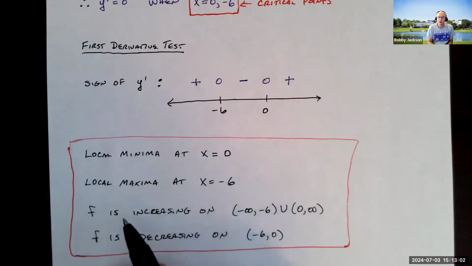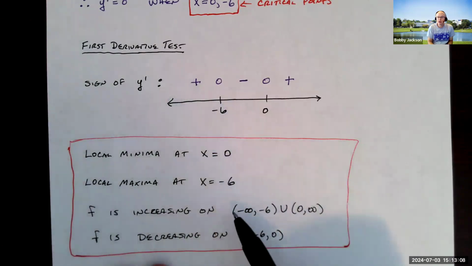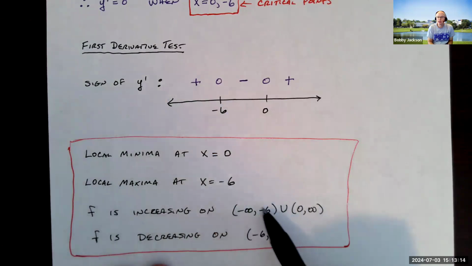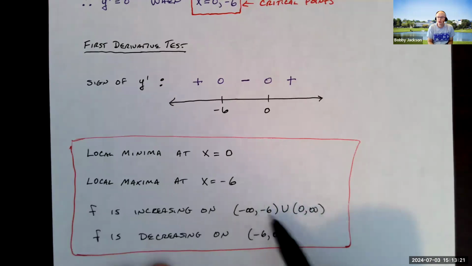As I've already said, the function f is increasing on the intervals where the derivative is positive. So that's everything less than -6. Notice the way they want you to do that with interval notation. So parentheses, -infinity, comma, -6. That's everything less than -6. And then this union symbol means or. When you're doing multiple disjoint intervals, you need to connect them with that. And that's the way they want you to write the answer.